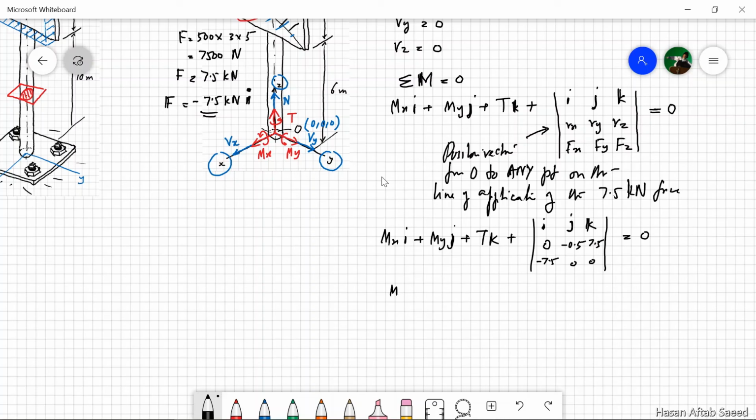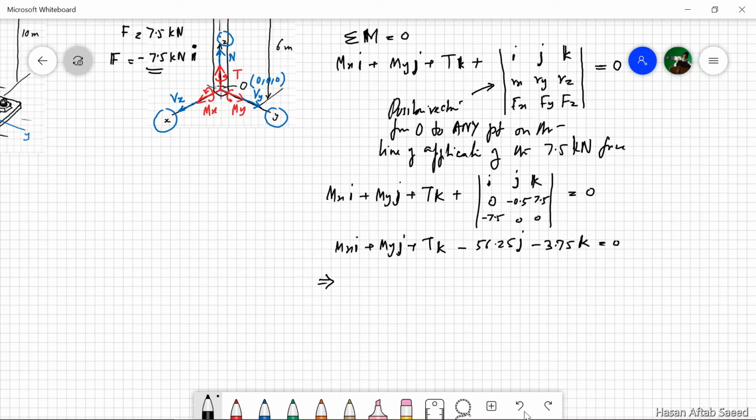Simplify it. We get Mx i plus My j plus T k minus 56.25 j minus 3.75 k is equal to 0. This implies that Mx is equal to 0, My is equal to 56.25 kilonewton meters. Make sure you are consistent with your units. T is equal to 3.75 kilonewton meters.